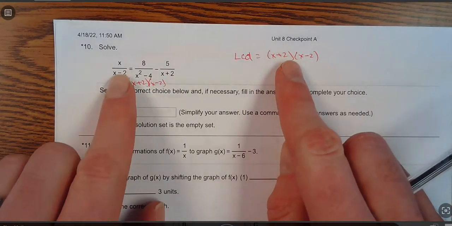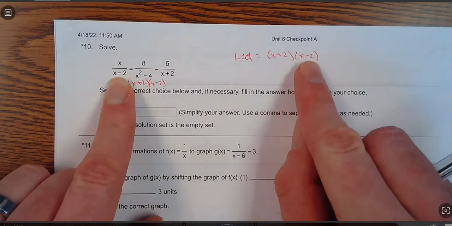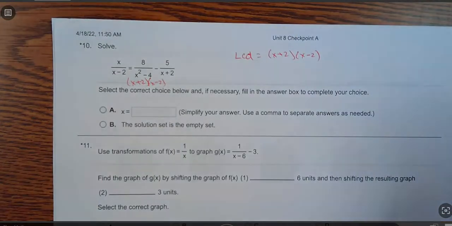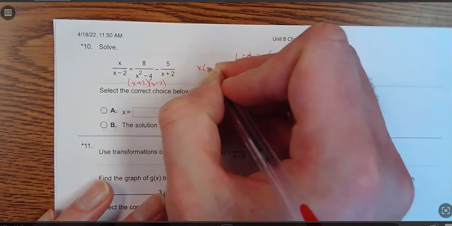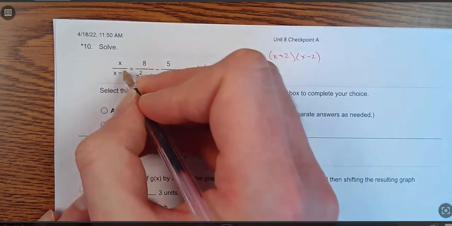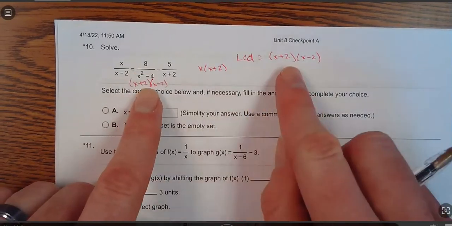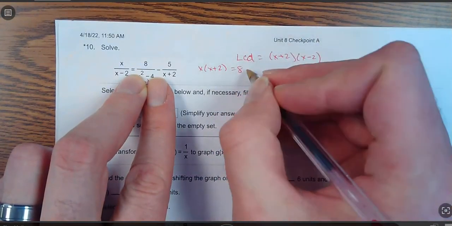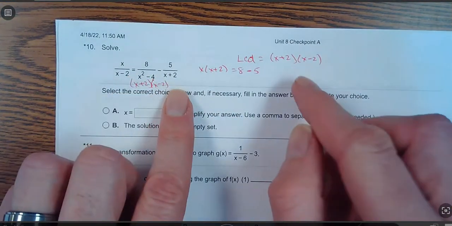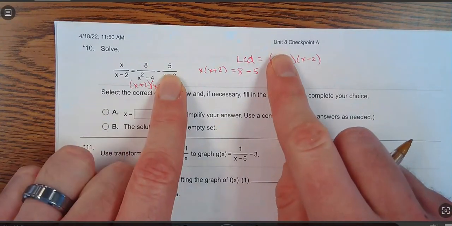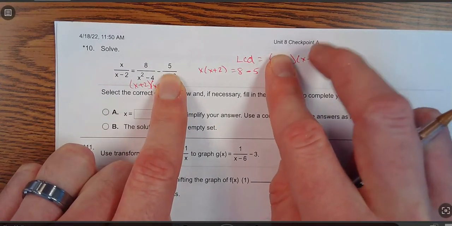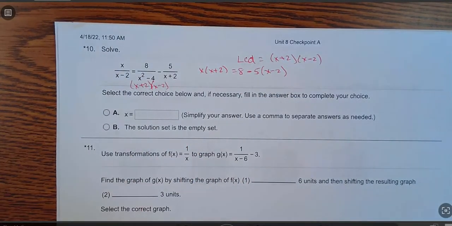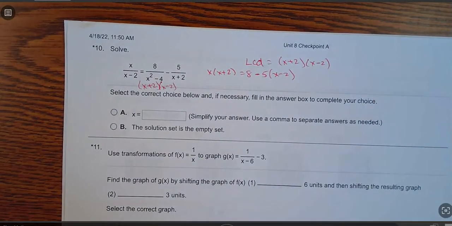If I were to multiply this first fraction by both of these, the x minus 2's would cancel out, and I would just have x times x plus 2. So I have enough room here. X times x plus 2, and the denominator canceled out. For the second one, if I multiplied by both of these, they both would cancel out, and I have just 8. And the last one, if I multiply, the x plus 2's would cancel out. So I'd have the minus 5 on top times x minus 2. And that is a step right there. When I distribute this, that's where most people probably made a mistake.